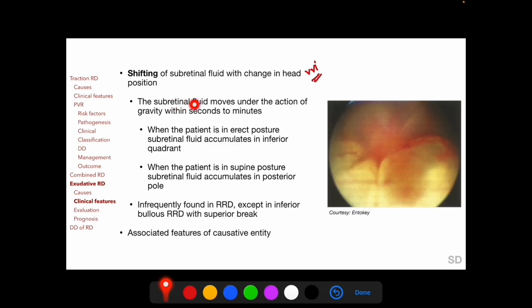The subretinal fluid in exudative retinal detachment moves under the action of gravity within seconds to minutes. So when the patient is in an erect posture, subretinal fluid typically accumulates in the inferior quadrants of the retina, and then when the patient is made to lie down in a supine position, subretinal fluid shifts and accumulates in the posterior pole of the retina. The features of the entity causing exudative retinal detachment can often be found on fundus examination.